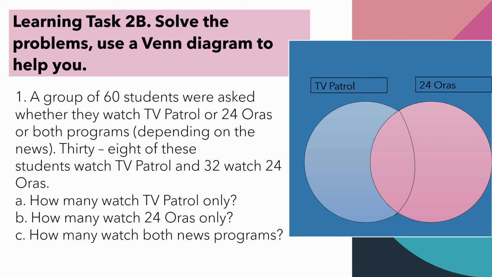You are just going to subtract 60 minus 24, and 60 minus 32, for you to get the number of people who watch TV Patrol only and 24 Horas only.